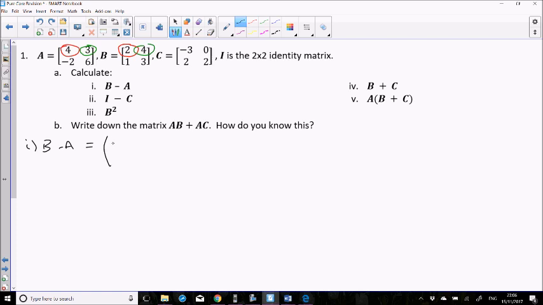So in the top left here, we're going to have 2 take away 4. Top right, we'll have 4 take away 3. Bottom left, 1 take away negative 2. Bottom right, 3 take away 6.